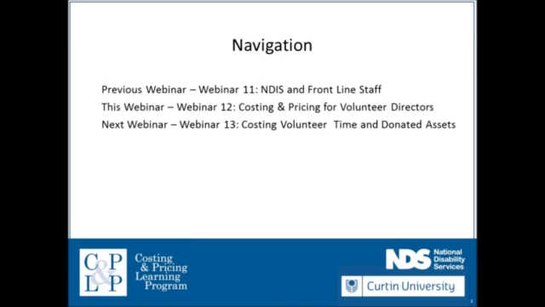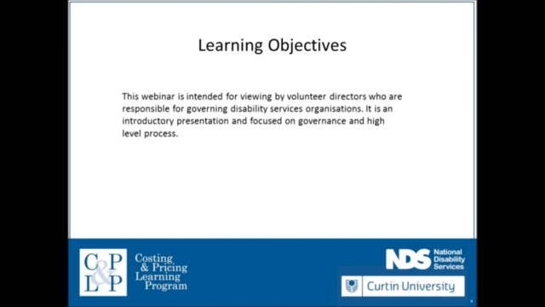The navigation is, again, normal at this stage of a webinar. The previous webinar was webinar 11, which is NDIS and frontline staff. It looked at the way frontline staff might be affected by the NDIS and how they might see the NDIS and also how they might respond to it. This webinar is looking at costing and pricing for volunteer directors, and the next webinar looks at costing some specific issues such as volunteer time and donated assets.